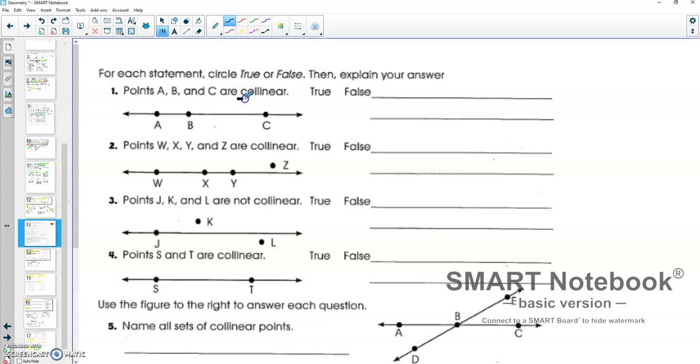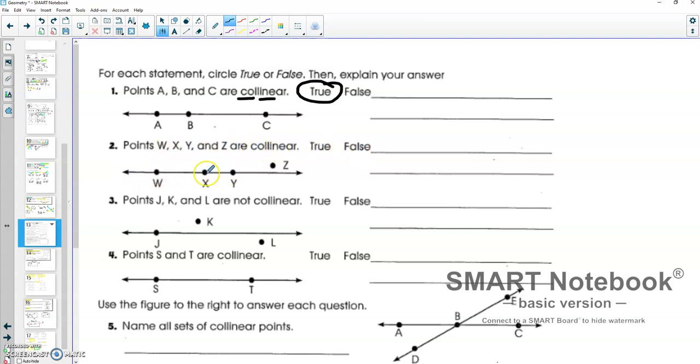If you said they are on the same line, then you are correct. Remember, co means they are joined or connected. We know line means line. So, same line. Are these points on the same line? Yes, it's true. Points W, X, Y, and Z are collinear, true or false.